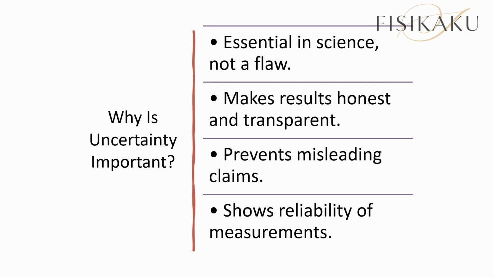Uncertainty is not a flaw. It is an essential part of science. It makes our measurements honest and trustworthy. Without uncertainty, measurements can be misleading. For example, a claim that a length is exactly 14.300000 centimeters may sound precise, but if the ruler only measures to the nearest millimeter, such precision is false. Science values truthfulness, and uncertainty is a way of being truthful about what we know.